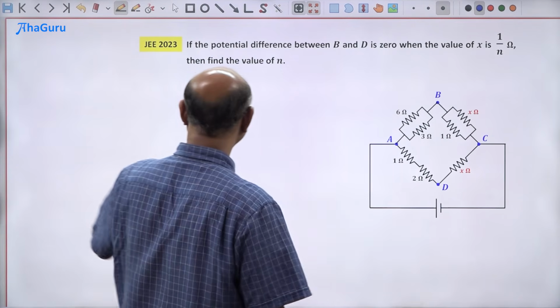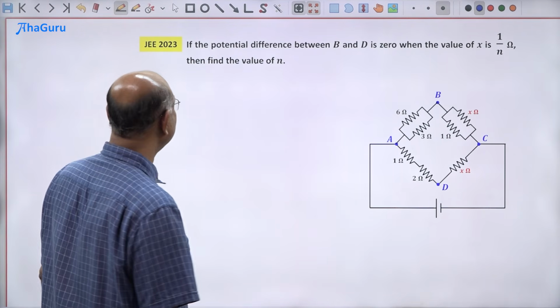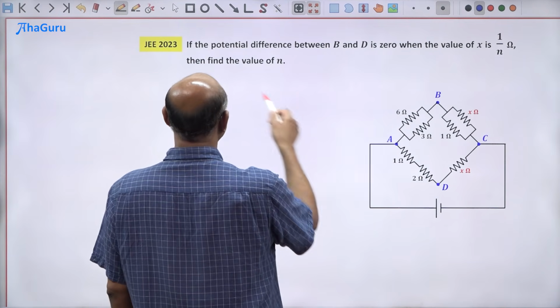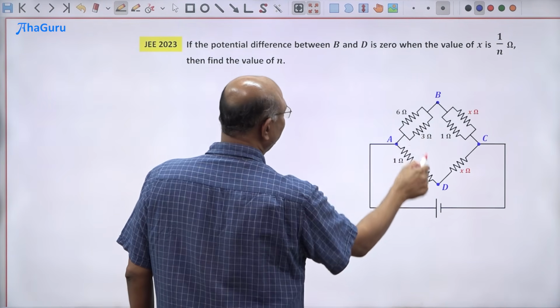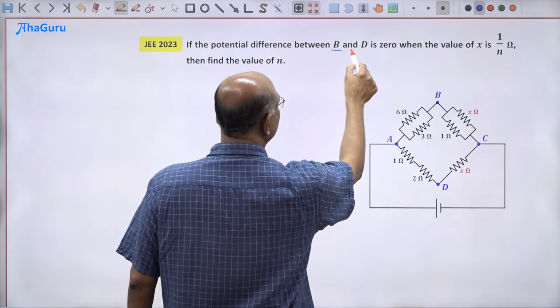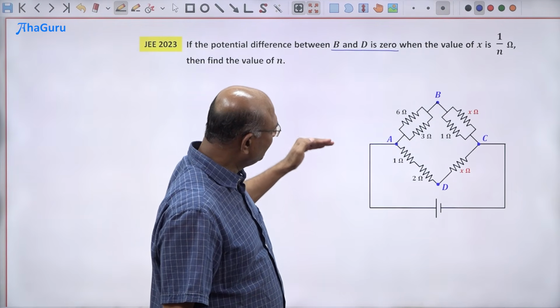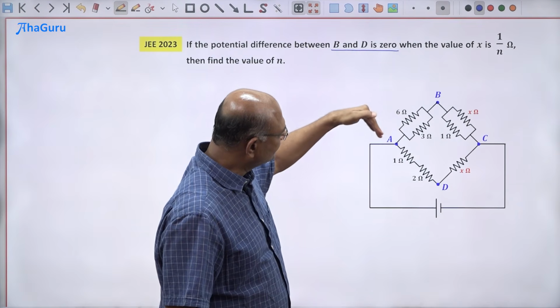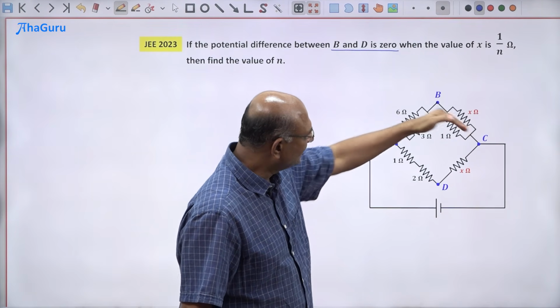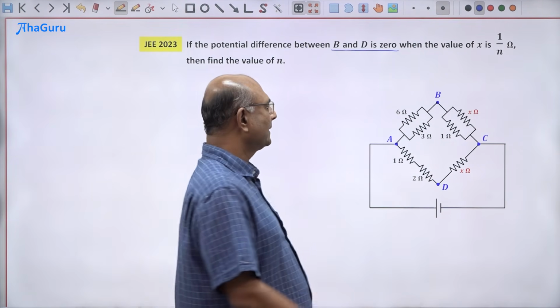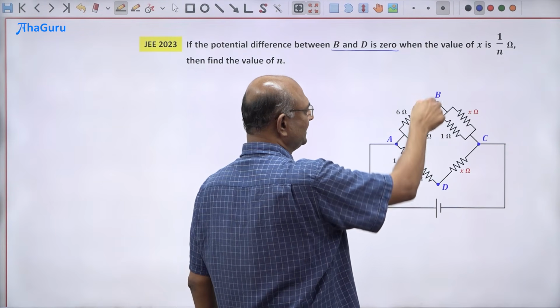Let us now look at this question that appeared in JEE in 2023. So they have given you this circuit. The potential difference between B and D is 0. So obviously we can see that if I have current flowing this way and that way, you want this potential drop to be 0.